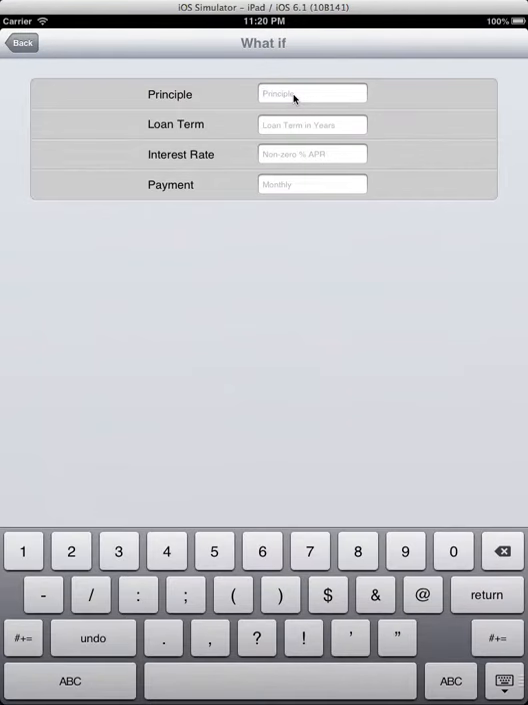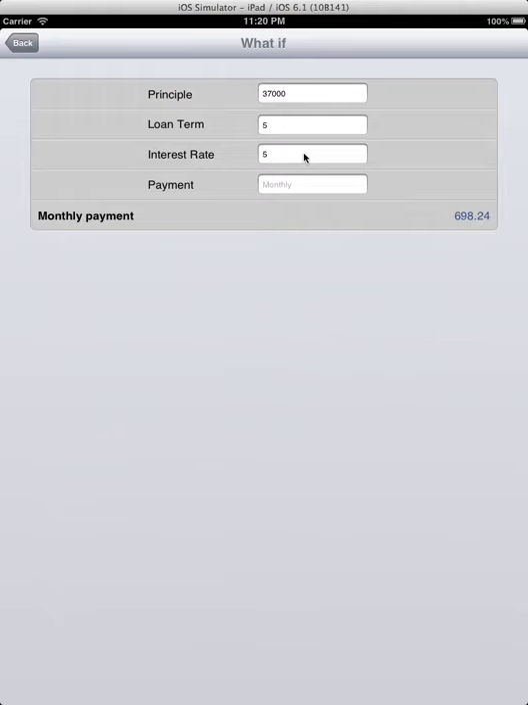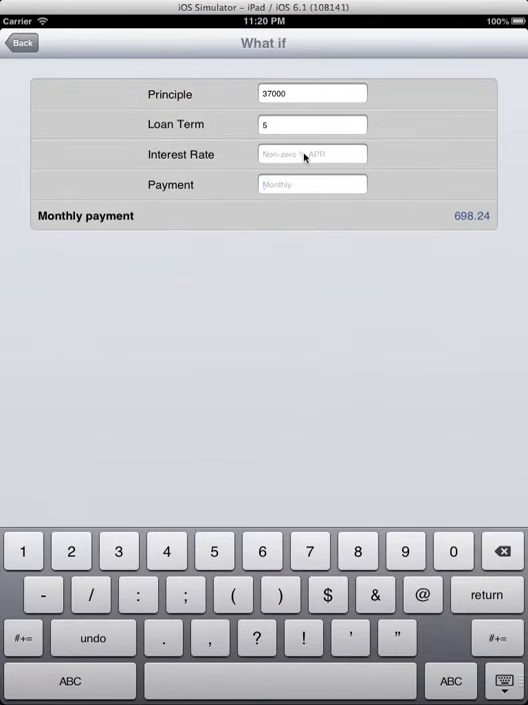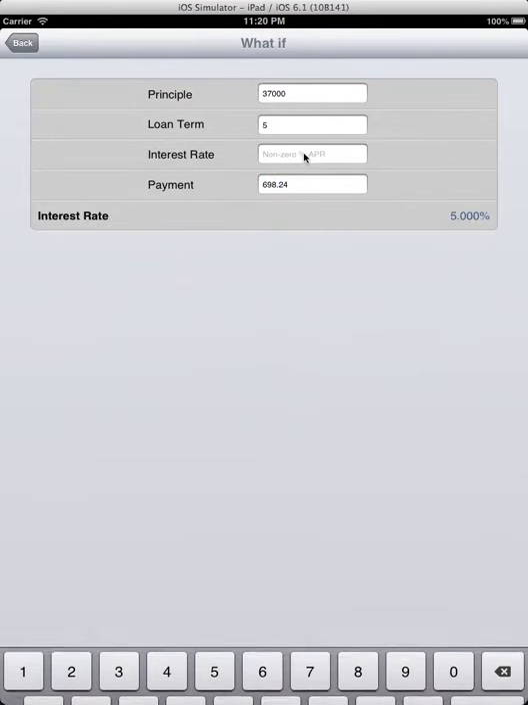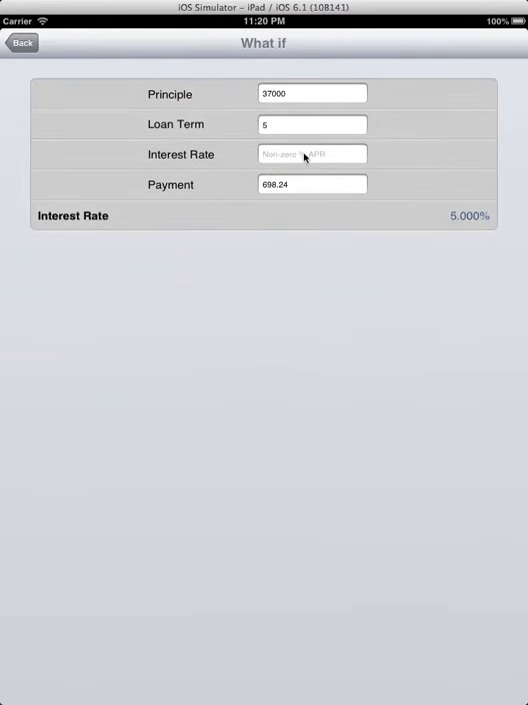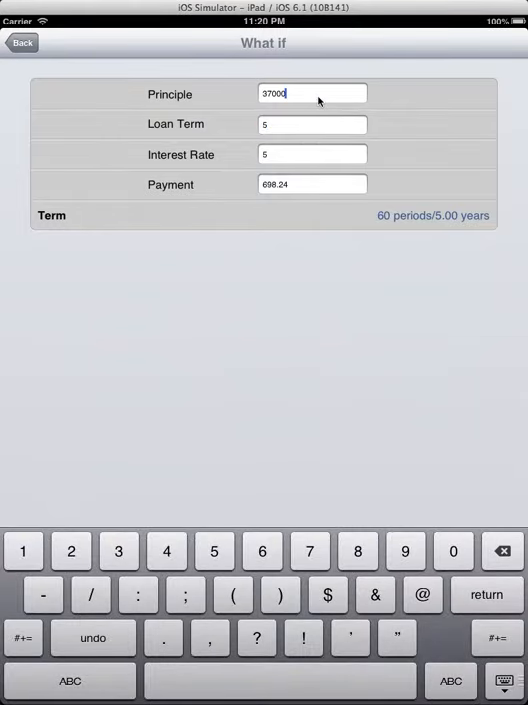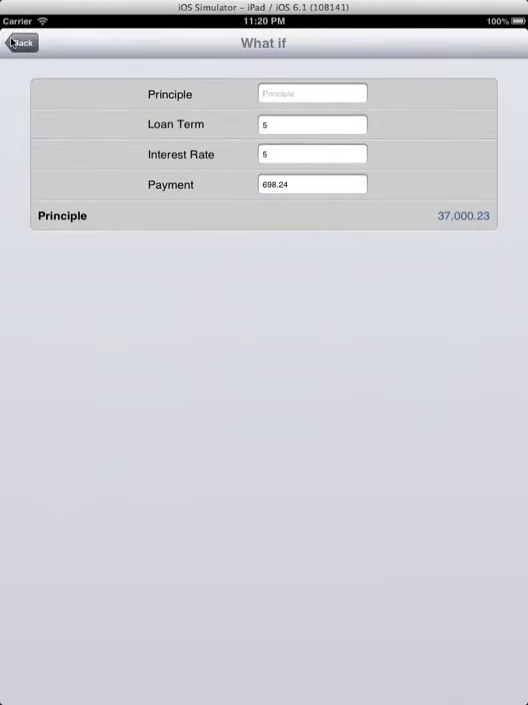In case you know three of the variables: principal, loan term, interest rate, and payment, you can calculate the fourth one. So principal, say 37,000, and 5% is the interest rate. Similarly, say 698.24, we calculate that and we know this much is the term. Say we have the term, we want to calculate the principal, we can also calculate.